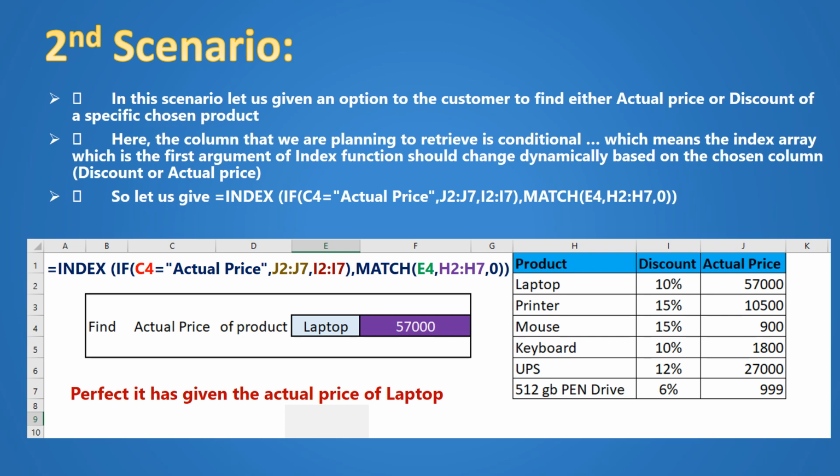So let's give the formula as equals to INDEX, bracket open, IF, then again another bracket open, C4 is equals to, in quotes, actual price, comma, J2 to J7, comma, I2 to I7, then close the brackets, comma, MATCH, another bracket open, E4, comma, H2 to H7, comma, 0, and then close parenthesis twice. This formula gives the actual price of the laptop.